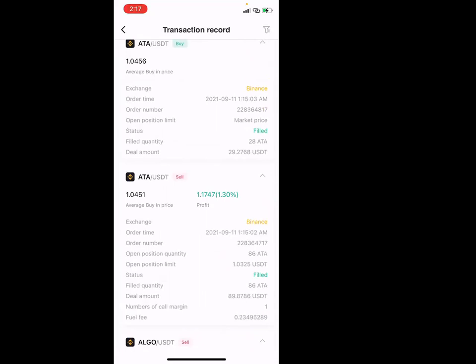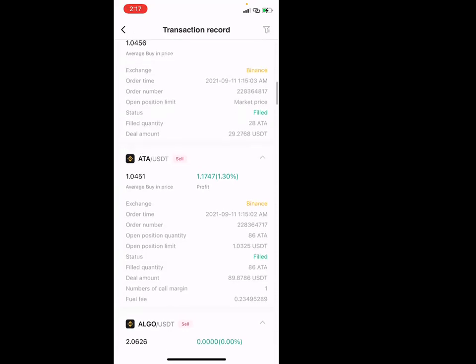Okay. The full name is Automated Network. Now you can see here it closed at $1.1747 profit. What is the rate? What's the percentage? 1.3%. Now this is a report from Binance, not from RoyoQ, but you get to see it from RoyoQ. So let's analyze what you've got here.